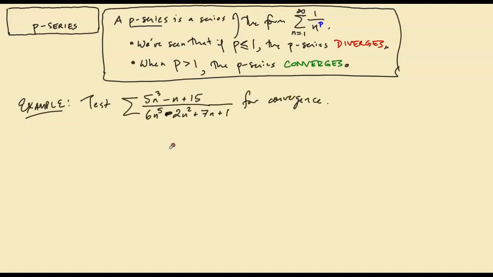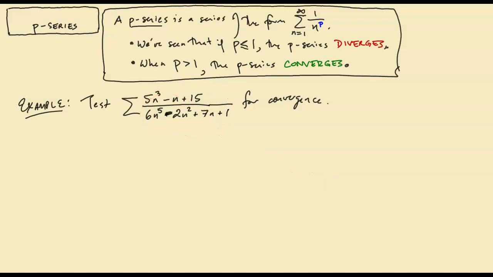For example, let's test this series for convergence. Oh my goodness, this thing might look intimidating at first. It's obviously not geometric. It's obviously not the harmonic series. Does the divergence test help me? No. This blows up to infinity, but the bottom blows up to infinity too, much faster, because I've got a 5th power here and only a cubic power here. So the whole thing goes to 0. So the divergence test tells me nothing.